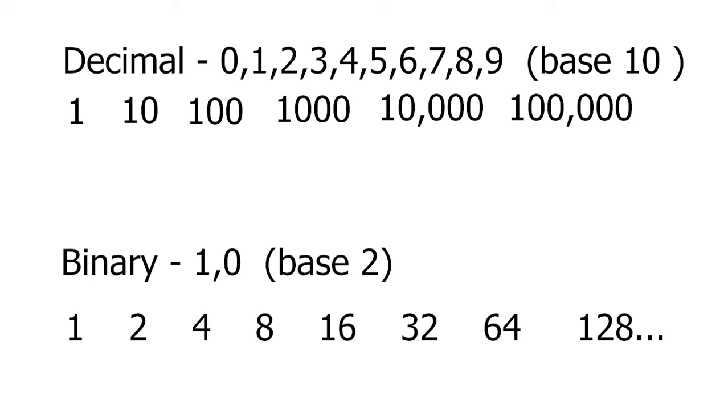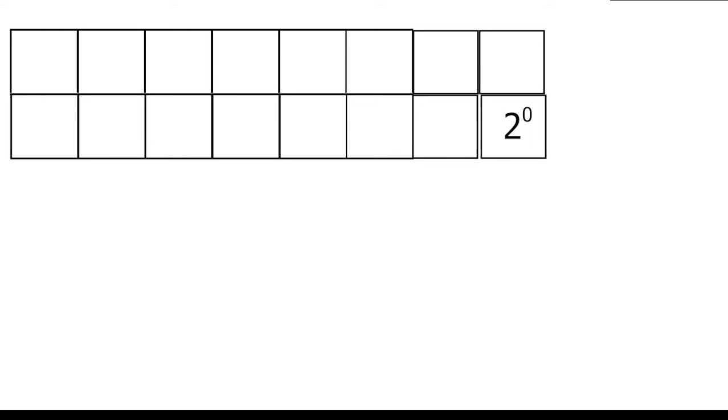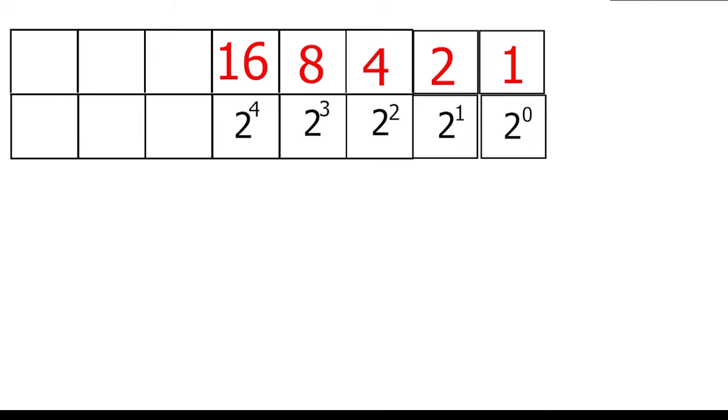Bakit? Kasi 2 to the power of 0 is equal to 1. Again, any number to the power of 0 is equal to 1. So, after that, 2 to the power of 1 is 2. 2 to the power of 2 is 4. 2 to the power of 3 is equal to 8. 2 to the power of 4 is equal to 16. 2 to the power of 5 is equal to 32. 2 to the 6th power is equal to 64. 2 to the 7th power is equal to 128, and so on.